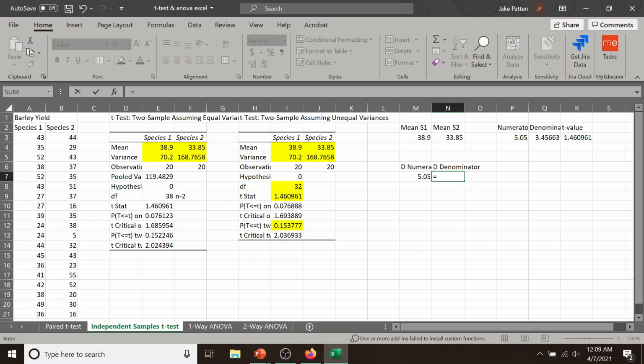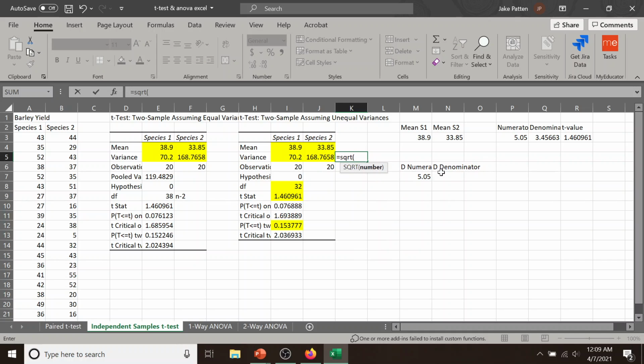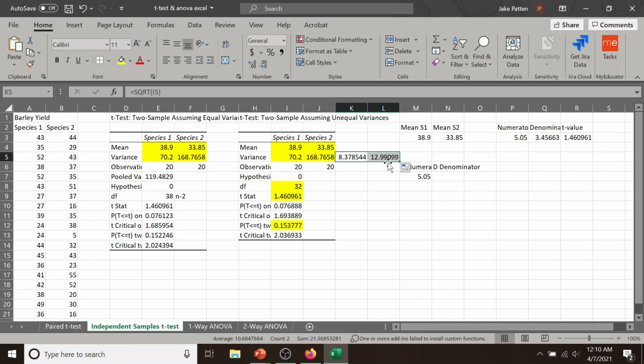Now our d denominator is, again, literally just the average of the standard deviations. Before we do that, we can come over here and compute the standard deviations from the variance. All we have to do is say equals SQRT for square root of this variance right here.